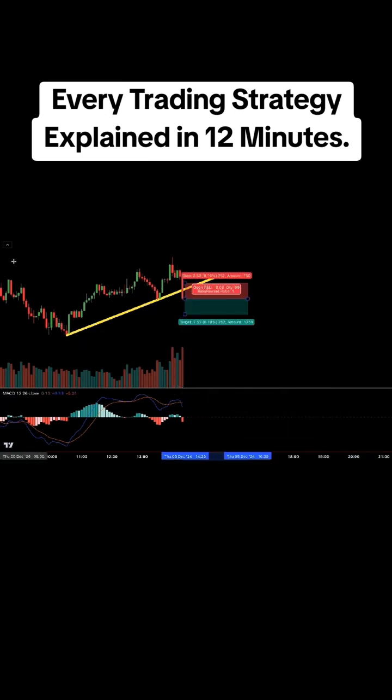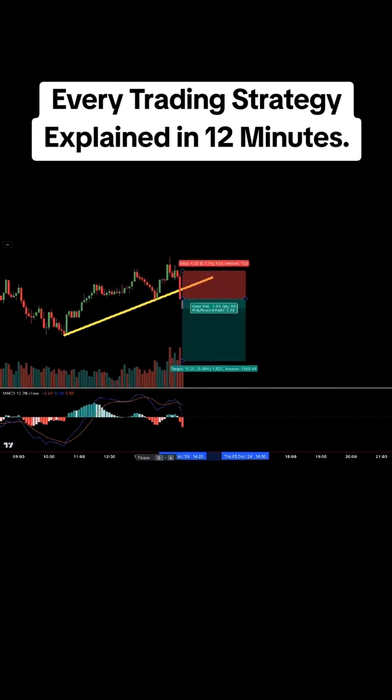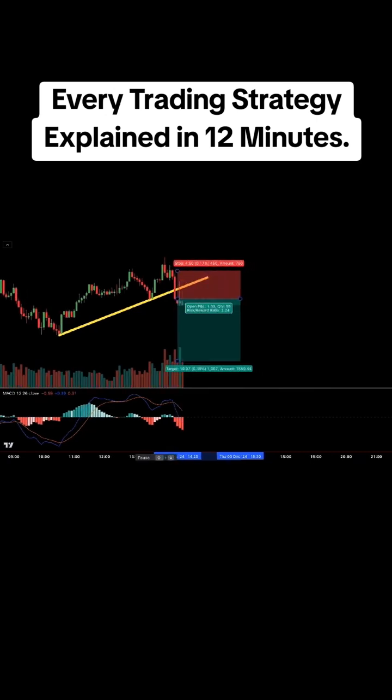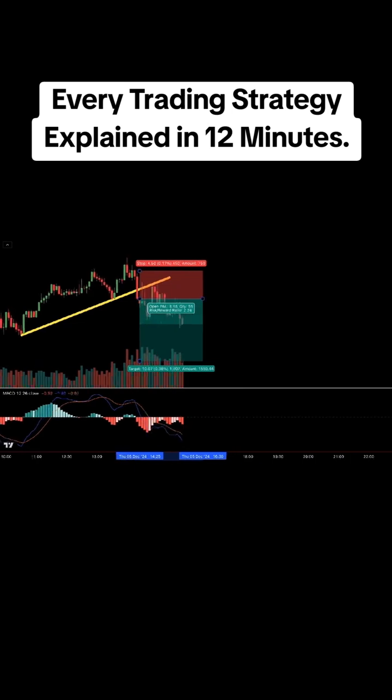Once confirmation is established, enter in the direction of the breakout. Place the stop loss just beyond the trend line. Set your target at the next significant support or resistance level.